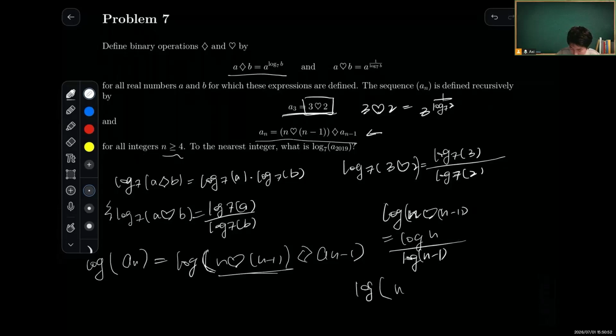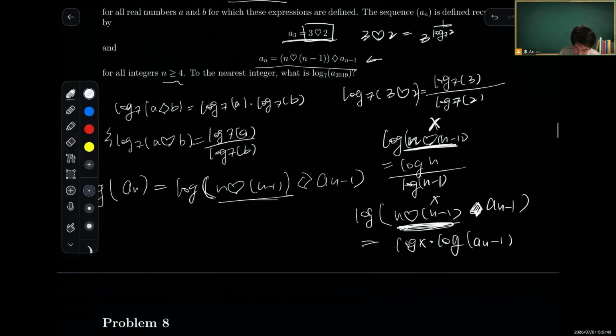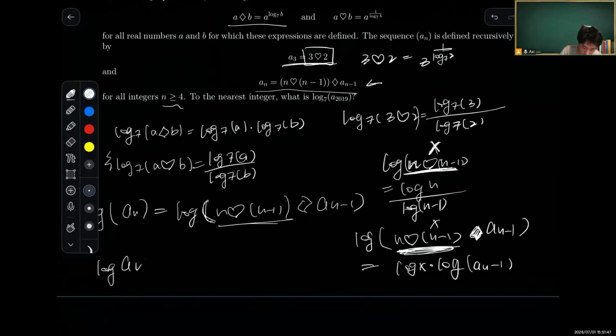So log of n heart n minus 1. Now we're treating this as a whole. We can represent it as x. Then log of x diamond a_{n-1}, this is a diamond, is equal to log x divided by log a_{n-1}, which is then equal to log x times log a_{n-1}. We already know what log x is. So that means we can derive the formula for log a_n, where of course everywhere log is referring to log base 7. Let's add it in. Log 7 of a_n is equal to log n over log n minus 1 base 7 times log base 7 of a_{n-1}.